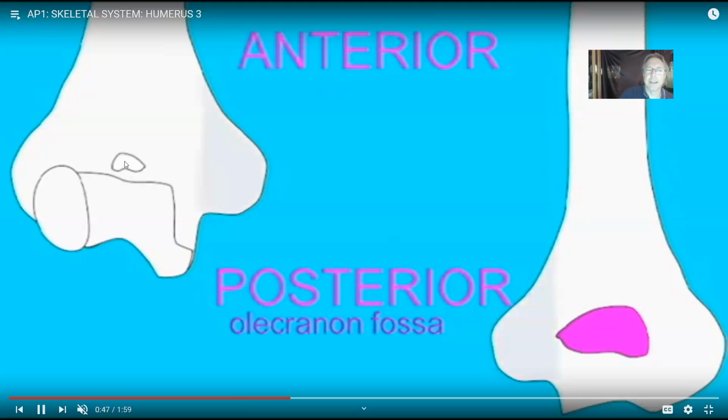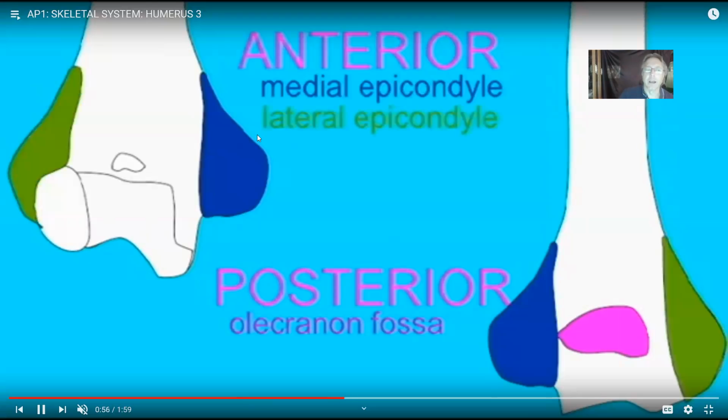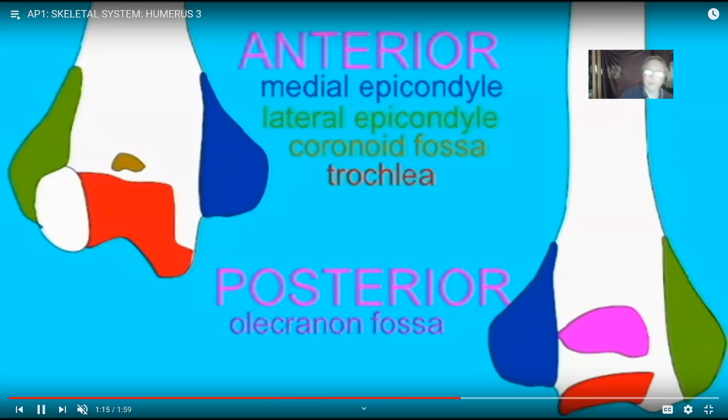On the anterior side, there is a small depression, the coronoid fossa, but it's nowhere near the size of the olecranon fossa here. Given that these are condyles, we can refer to the raised portions on either side as epicondyles, and we have a medial epicondyle and a lateral epicondyle on the medial and lateral surfaces, obviously. And you can actually feel that your forearm muscles go there.